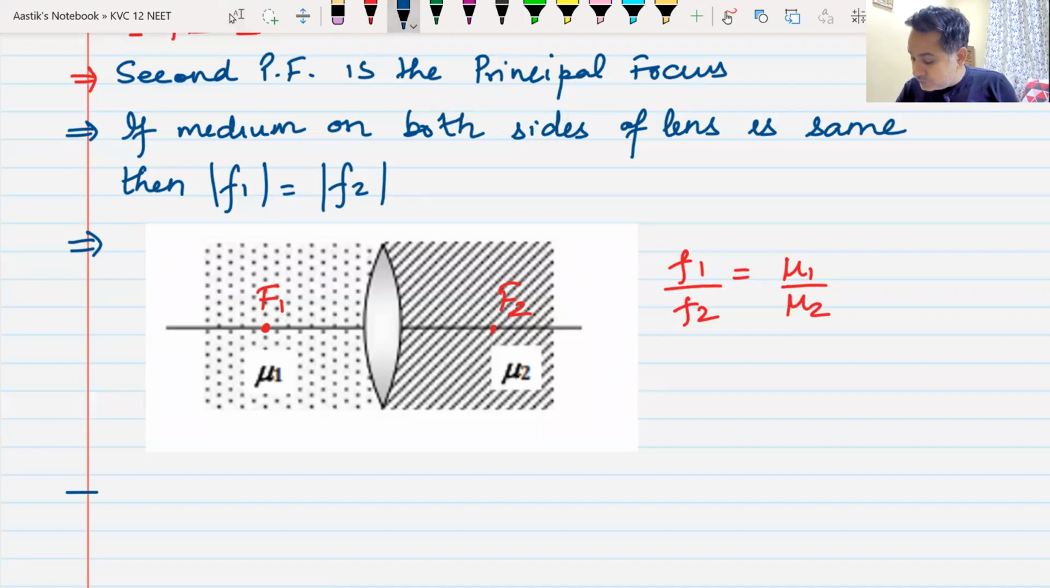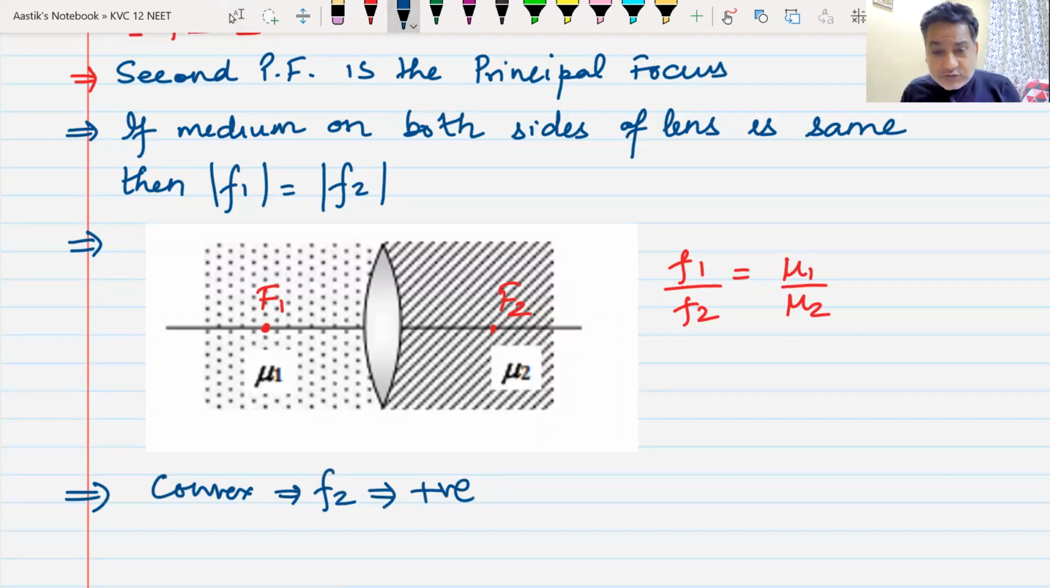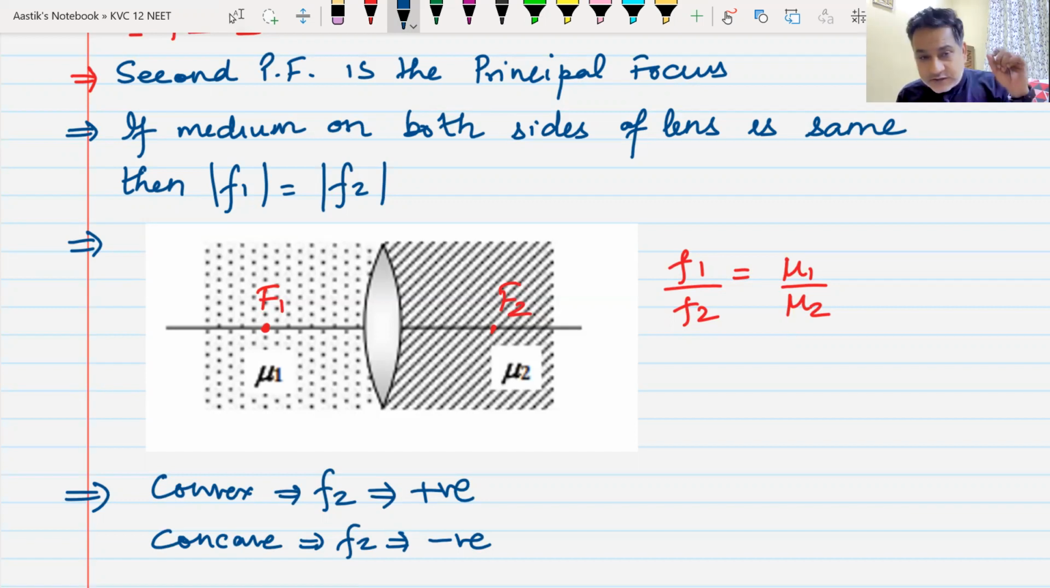Next important note: for a convex lens, the focal length, which is f2, is always going to come as positive. I will show you that sign convention, don't worry. For a concave lens, the focal length is going to be negative. You will say, sir, a concave lens also has one focal length which is positive. But whenever we talk about focal length, my dear friends, we are talking about which focal length? Second principal focal length. I hope everyone gets this.